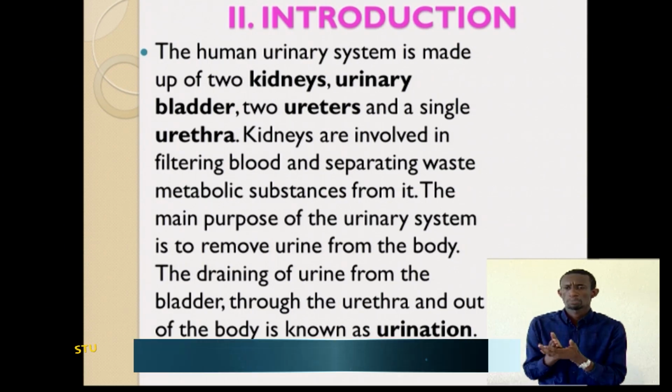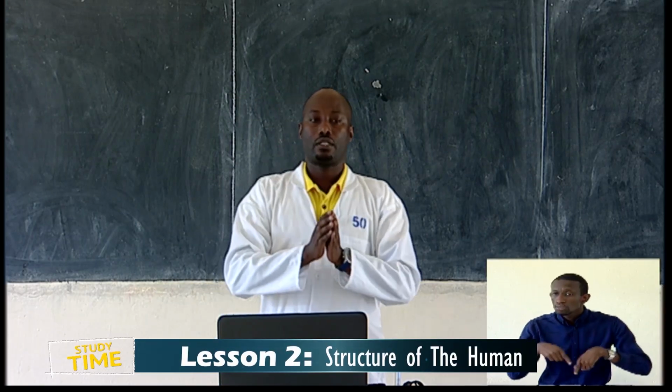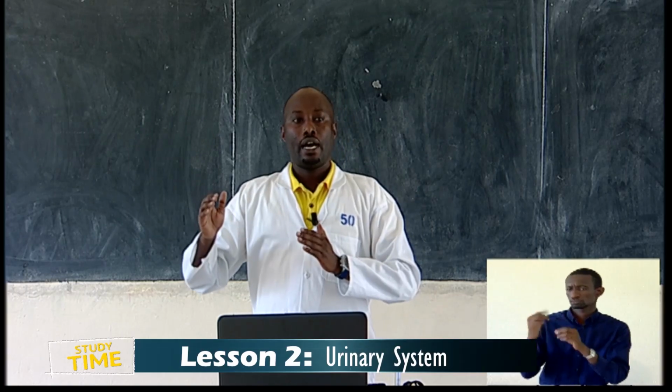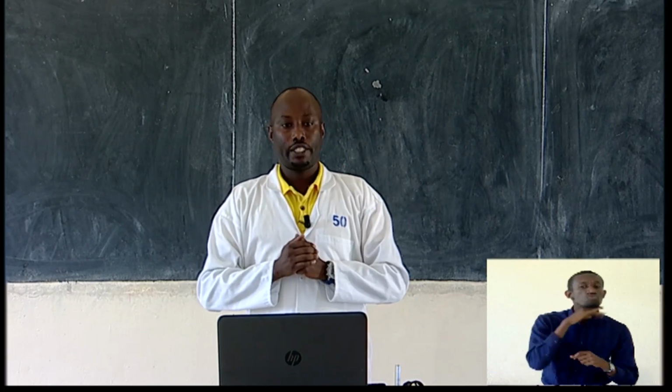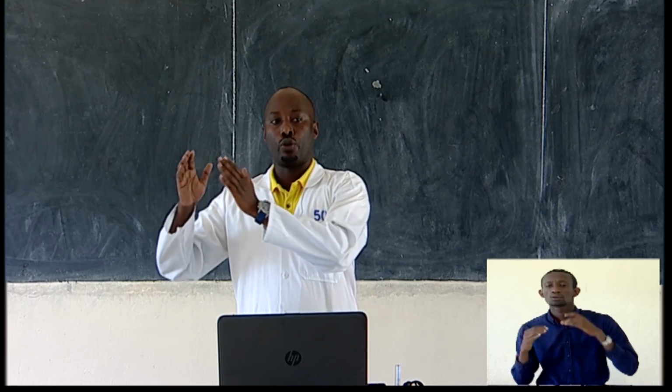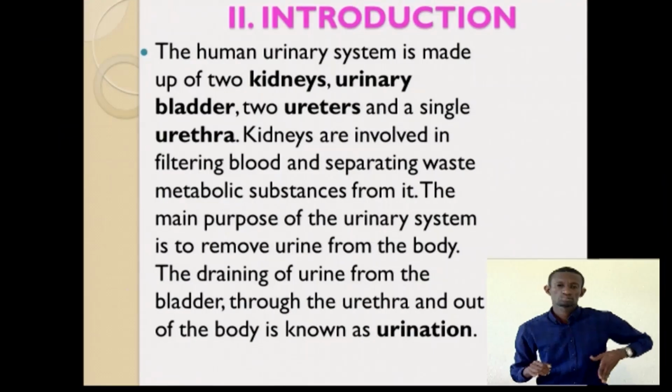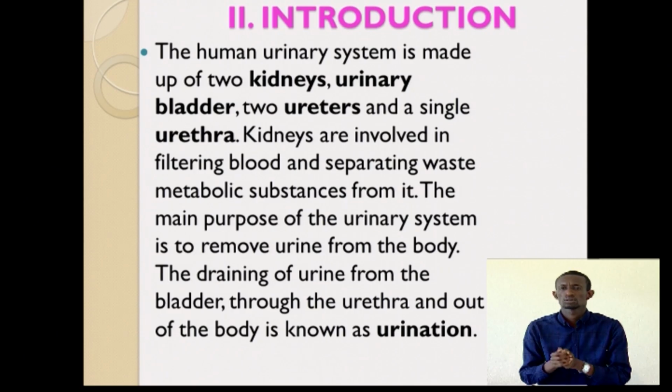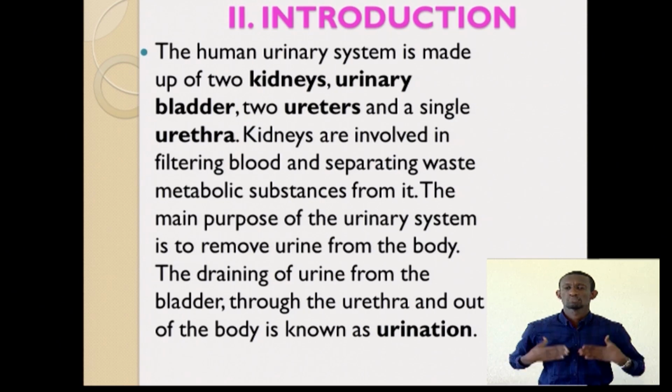So what are the major components of the human urinary system? The urinary system is made up of 2 kidneys, one on the left side and another on the right side. The urinary system is also composed of the urinary bladder, and 2 ureters. And we have a single urethra that conducts the urine from the urinary bladder to the outside of the body. So these are the major components of the urinary system.